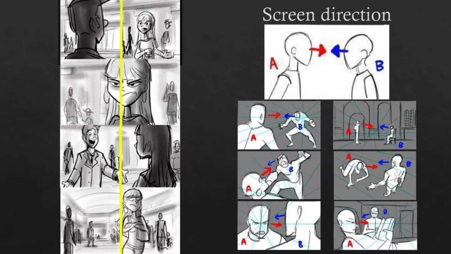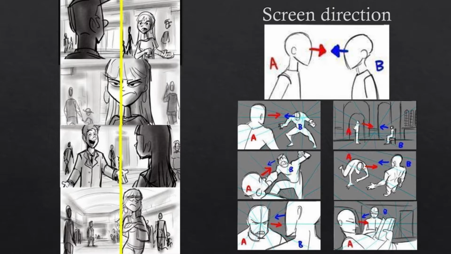Feel free to take a moment and appreciate how screen direction is maintained, even with some dynamic shots. Looking at the images on the left, the male is always on the left side of the screen looking right, and the female is always on the right side of the screen looking left. When this is flipped, the jarring visual has broken what is called the 180-degree rule.